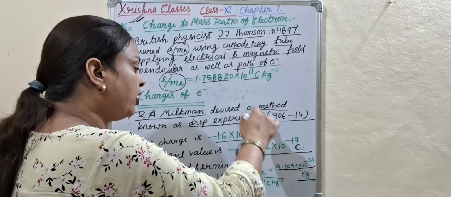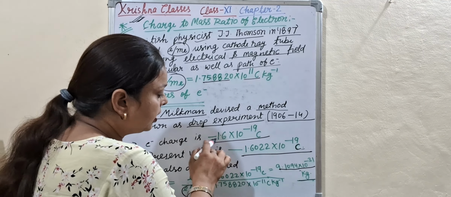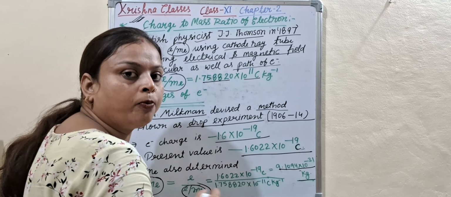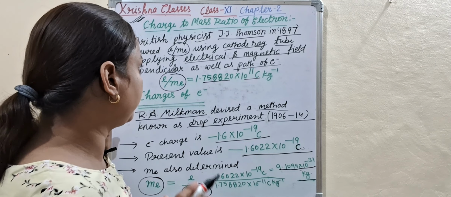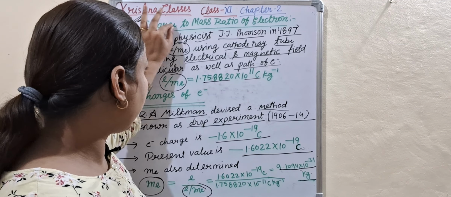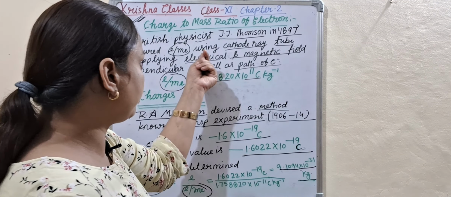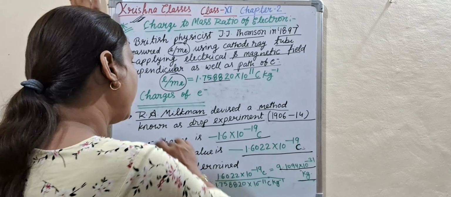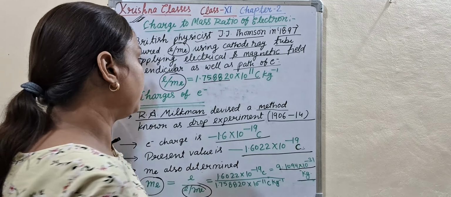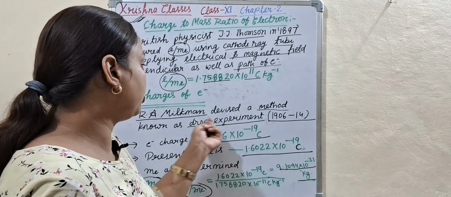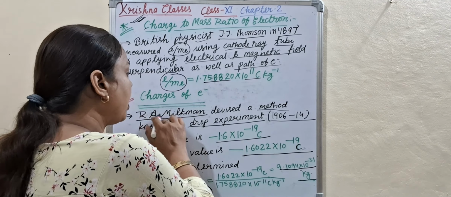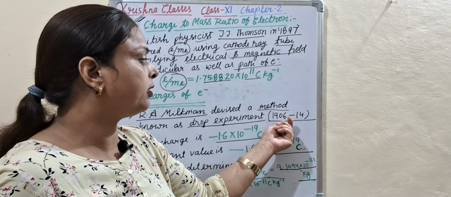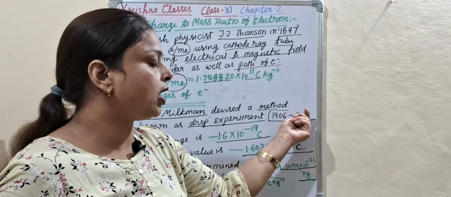And always electron charge is written in negative form because electron carries negative charge. Charge to mass ratio of electron was given by physicist J.J. Thomson in 1897, and charge of electron was discovered by a method known as the oil drop experiment, given by R.A. Millikan in 1906 to 1914. Hope you understood this topic very well.